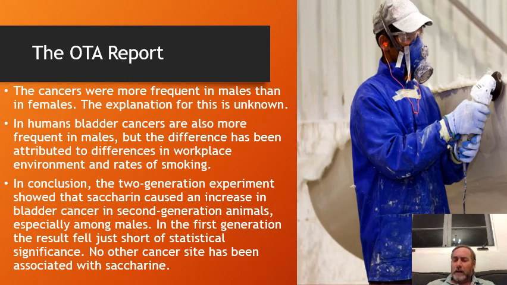But interestingly, none of those explanations would apply to the rats. So there must be something else going on with the male rats, but they would need to do another study to figure out what. In conclusion, the 2-generation experiment showed that saccharin caused an increase in bladder cancer in second-generation animals, especially among males. In the first generation, the result fell just short of statistical significance.